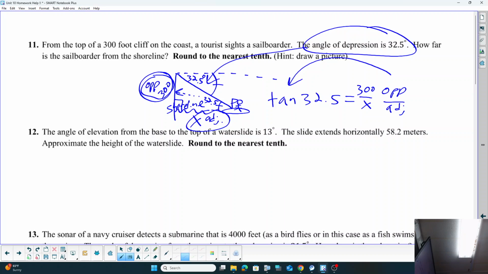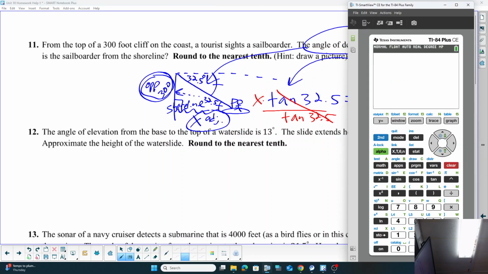And now we're going to multiply by x over to the other side. And now we're trying to solve for x. So how do we get rid of the tangent to the other side now that x is next to it, being multiplied? It's the opposite of multiplication, which is division. So now we're going to divide by tangent 32.5. That means that x is equal to 300 divided by tangent 32.5.